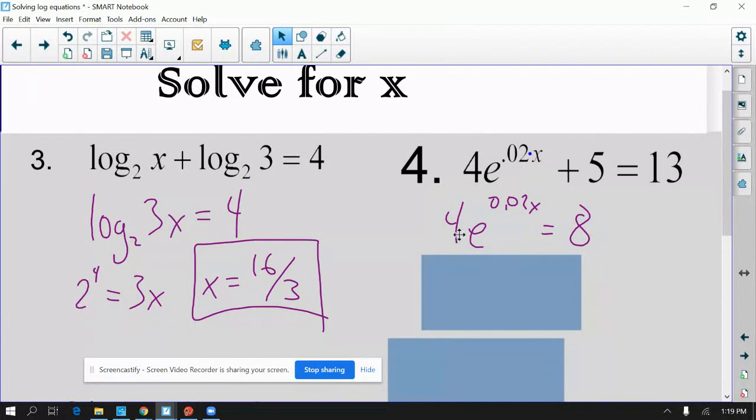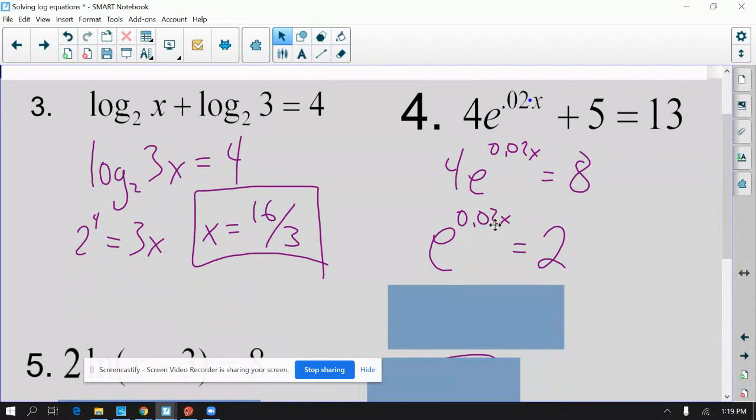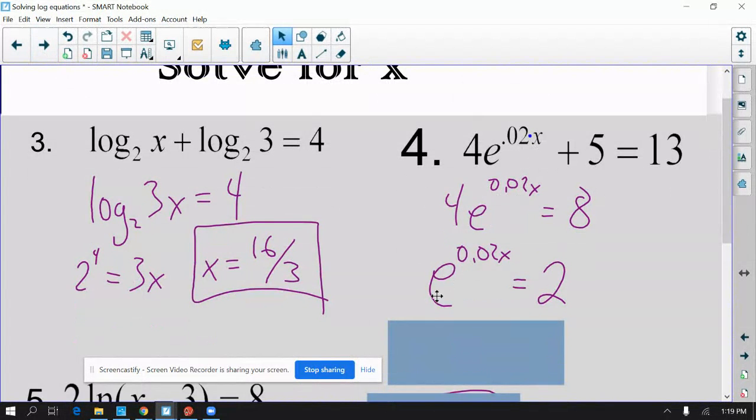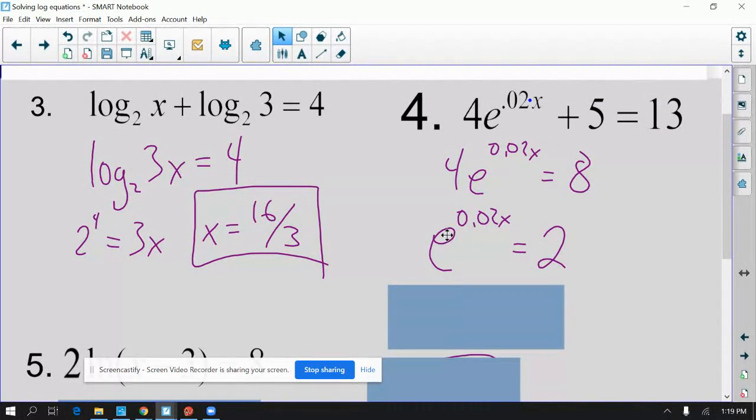Now, 4 times e, you have to undo the 4, so you divide by 4. And now you have a base that equals 2. That's good because remember, the base is always positive, and the answer is going to be a positive number, and that's what I've got right here. If this was e to the 0.02x equals negative 2, it would have been game over, no solution, because there's no way you could take e raised to a number and equal a negative 2.